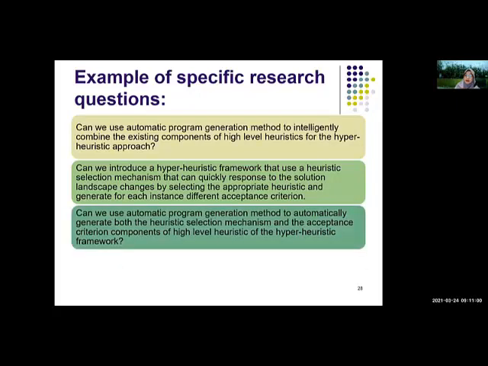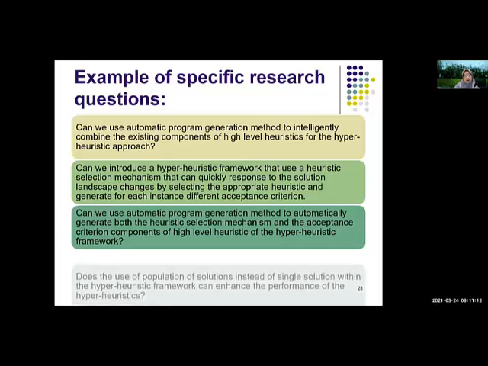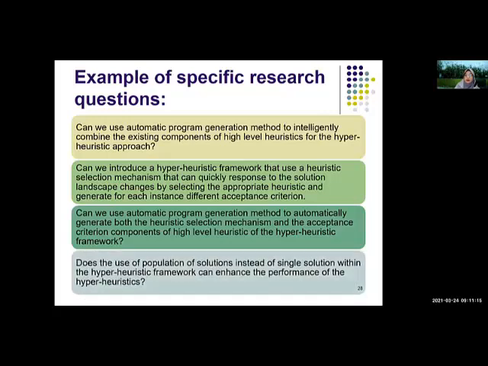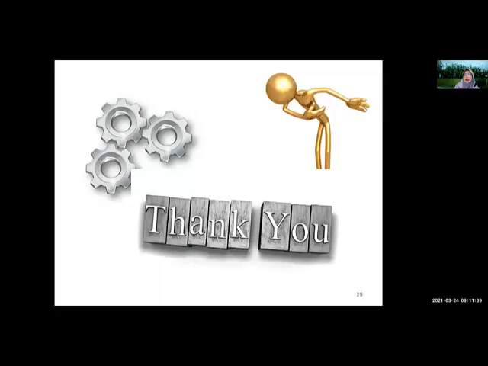Can we use an automatic program generation method to automatically generate both the heuristic selection mechanism and the acceptance criterion component of the high-level heuristic of the hyperheuristic framework? Does the use of a population of solutions instead of a single solution within the hyperheuristic framework enhance the performance of the hyperheuristic? With that, I end this session.